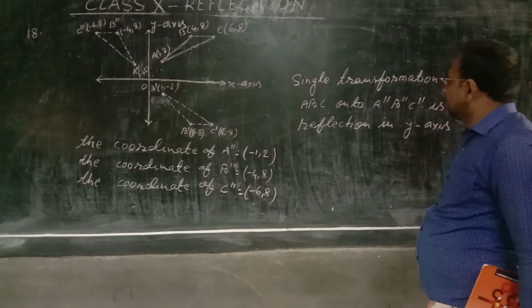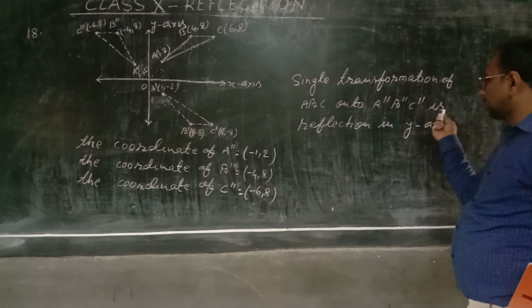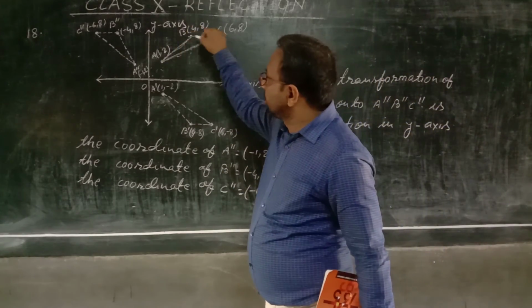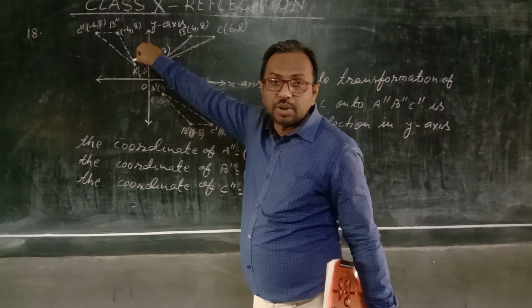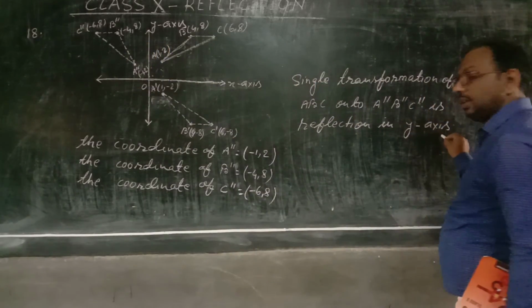Next, the single transformation of ABC onto A double dash, B double dash, C double dash means through which line of axis you will reflect this object, so you will reach to the final image. Your answer should be reflection in y-axis. So I wrote here reflection in y-axis.